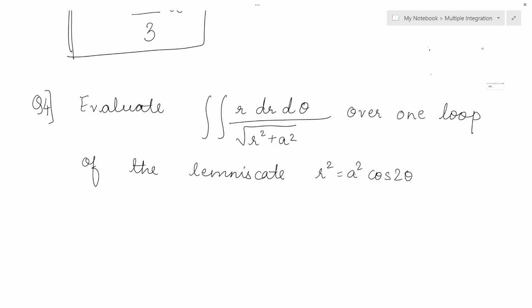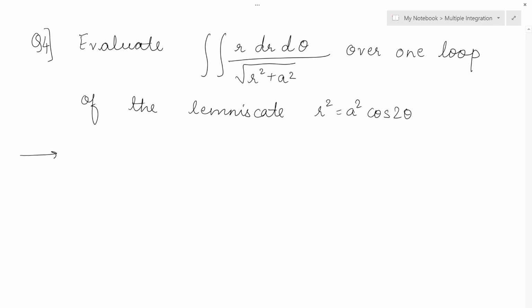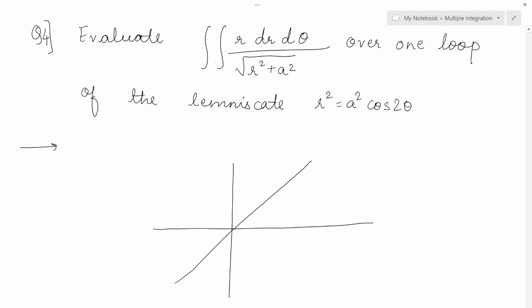So let us draw the one loop of Bernoulli's lemniscate. We have seen the curve Bernoulli's lemniscate. You know that you have to draw the lines pi by 4 and minus pi by 4. So let us draw those lines. This will be theta is equal to pi by 4. This will be theta is equal to minus pi by 4.